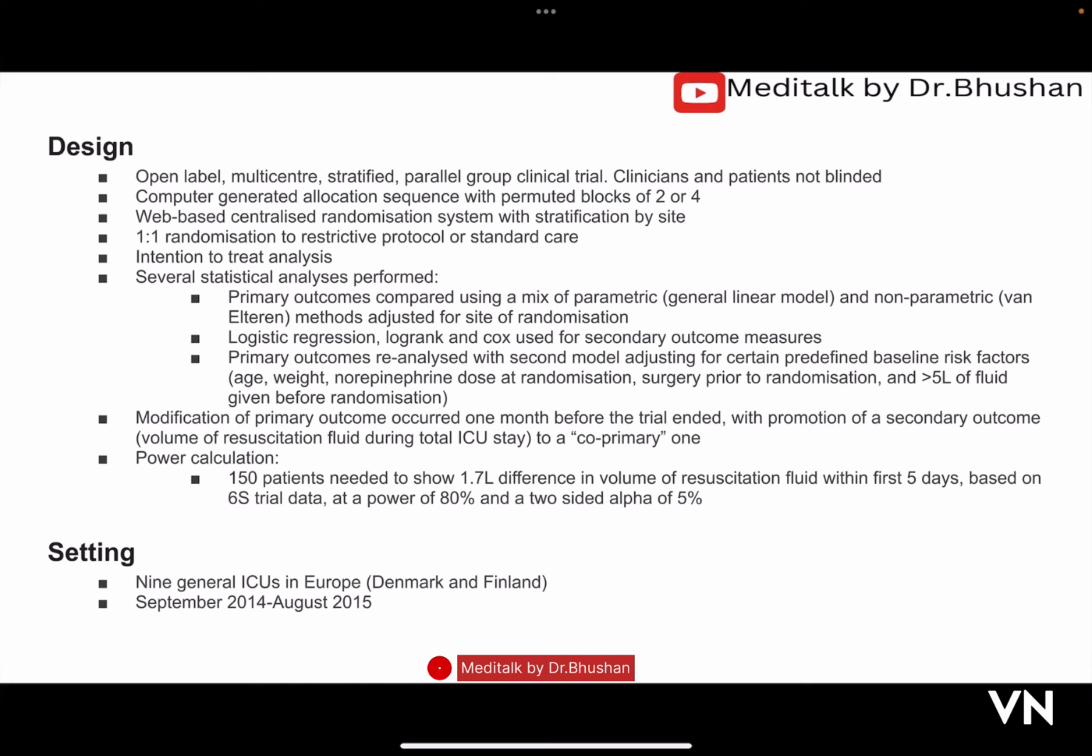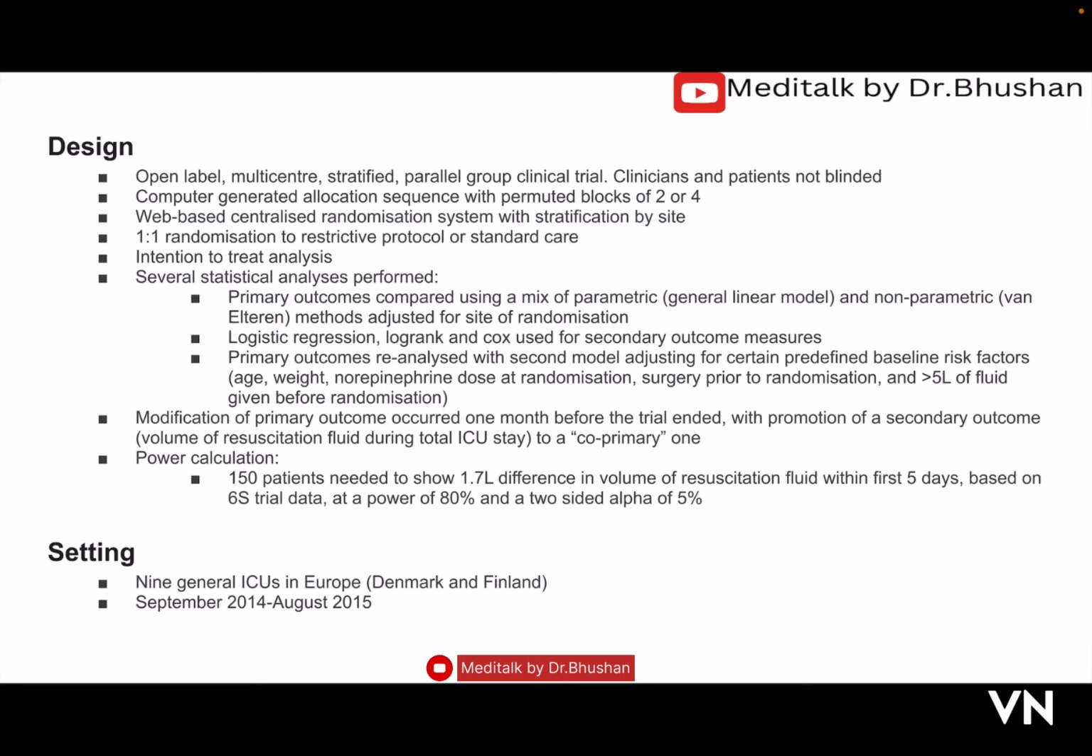Design for this study: this is an open-label, multicenter, stratified parallel group clinical trial. Clinicians and patients were not blinded. Computer-generated allocation sequence with permuted blocks of 2 and 4, web-based centralized randomization system with stratification by site, 1:1 randomization to restrictive protocol or standard care, intention-to-treat analysis.